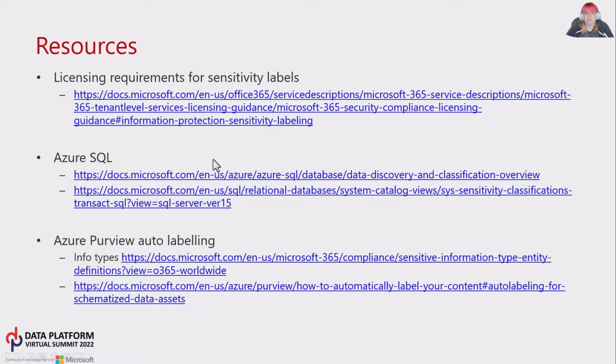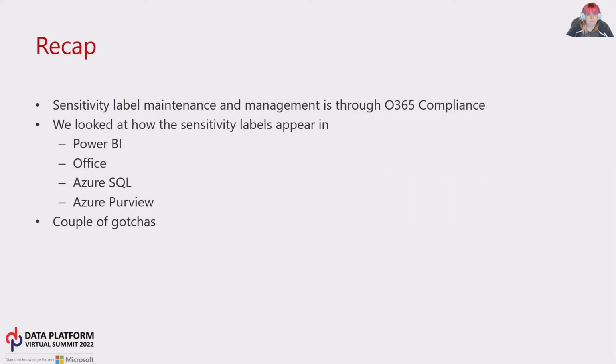So to recap what we covered today, we looked at the maintenance and management, and I've put Office 365 compliance here. It's now labeled as Microsoft Purview. Previously, it was Office 365 compliance. And then within that, we've looked at how the labels appear across the various products. So what they look like in Power BI, both in the tooling to create reports such as Power BI Desktop, but then also within the service where you can identify the sensitivity labels. We looked at Office, so Word and Excel. We also looked at Azure SQL and then Azure Purview.